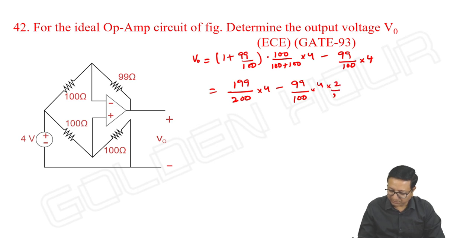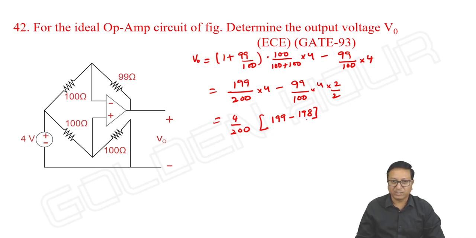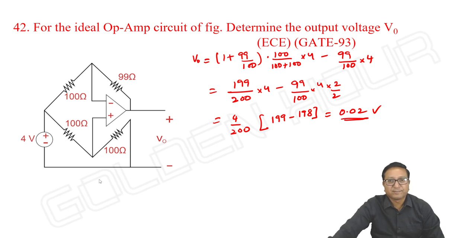Let us multiply and divide with 2. So I can take 4 by 200 common, so that it is 199 minus 99 into 2, it is 198. Just mathematical rearrangements only. There is nothing special about it. So 199 minus 198, it is 1, right? 4 by 200 means 1 by 50, 0.02 volts. That's it. It's as simple as that.